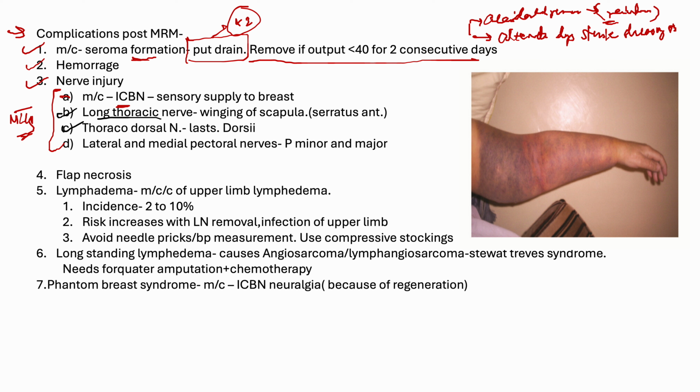Thoracodorsal nerve, it supplies the latissimus dorsi. The dorsi and dorsal, you can identify like this. Lateral and medial pectoral nerves supply the pectoralis minor and major muscles. There can be flap necrosis.